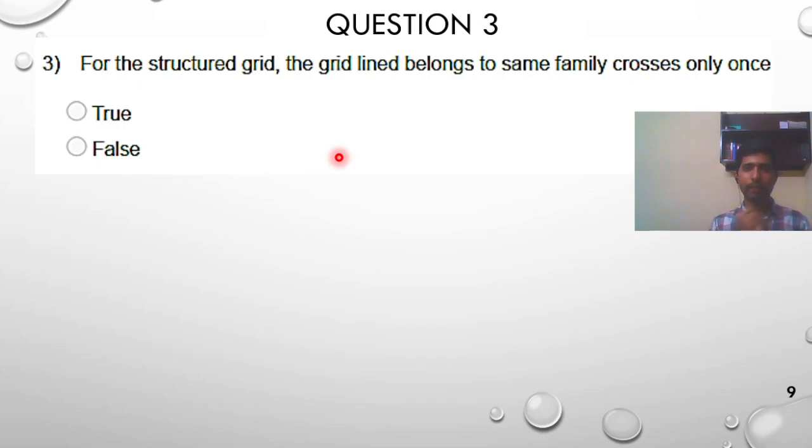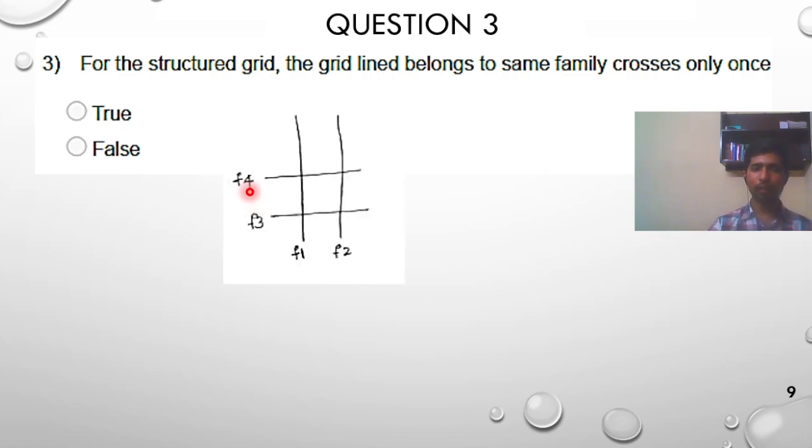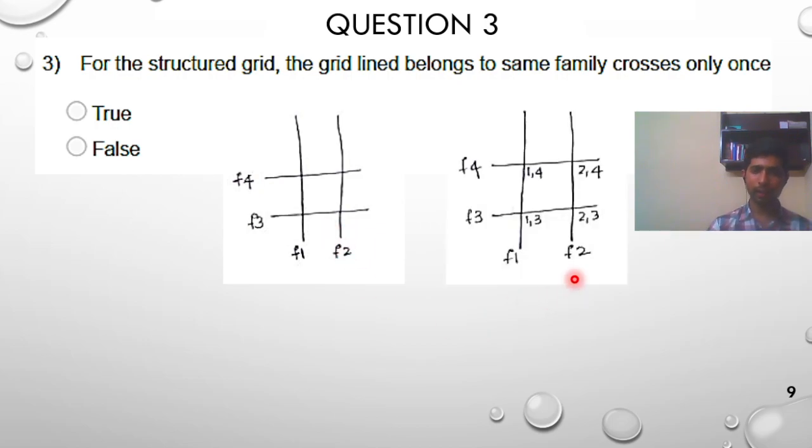It's a structured grid. Now let us see, what is a structured grid? You have a family of lines: f1, f2, f3, f4. They will intersect once. But f1 will intersect f3, f1 will intersect f4, f2 will intersect f3, f2 will intersect f4. So that is what I have written: 1 comma 3, 1 comma 4, 2 comma 3, 2 comma 4. Never will you get 1 comma 1. Here f1 will not intersect f1. It doesn't intersect itself.